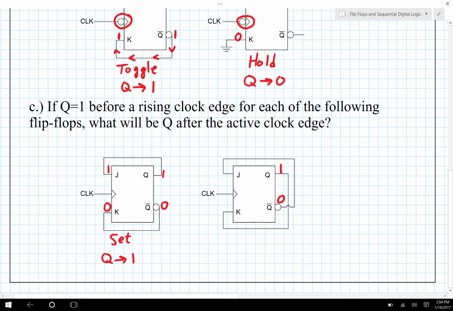Over here in the second example, Q starts out as 1. Q bar starts out as 0. The 1 is actually going to be routed down to the K, and the 0 is actually going to be routed over to the J, and so now it's going to be J equals 0, K equals 1. This is the reset configuration, and if it's in the reset configuration, Q must go to 0.